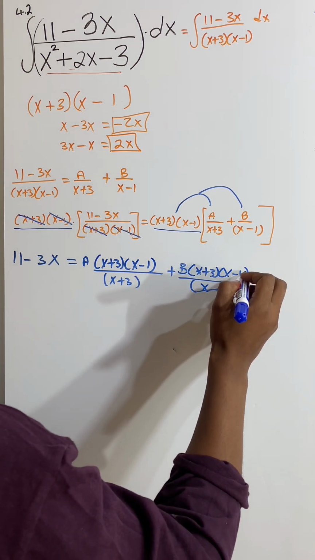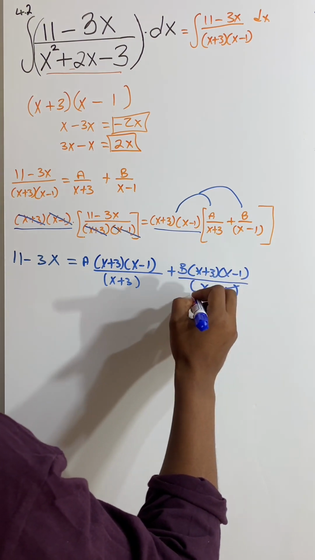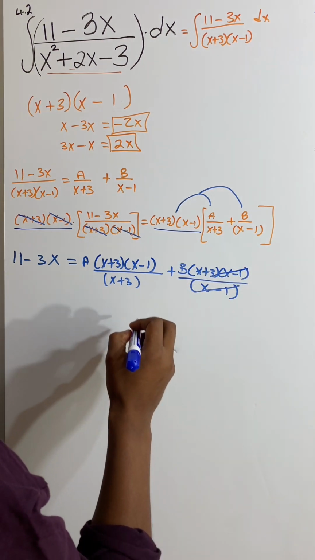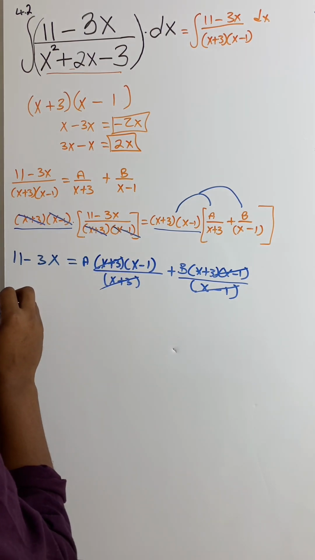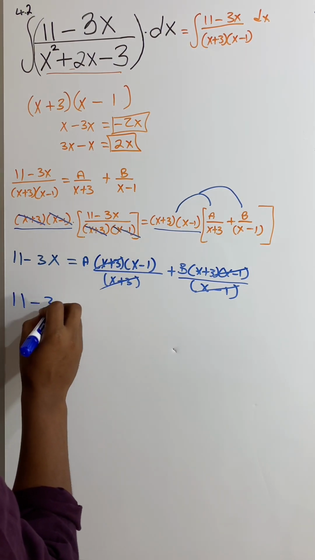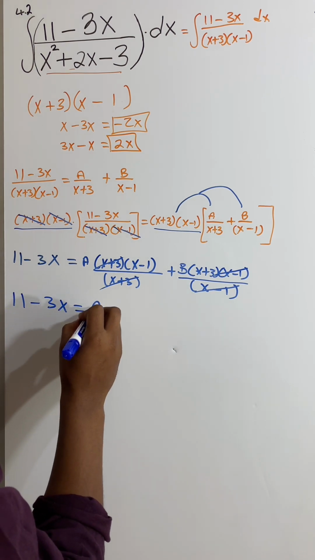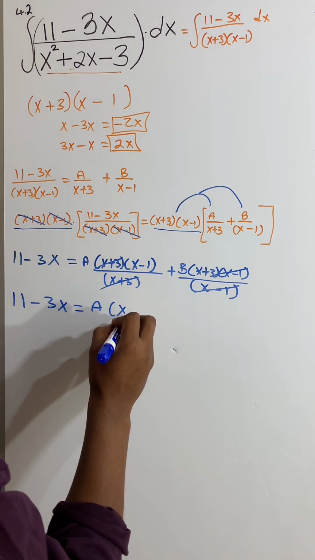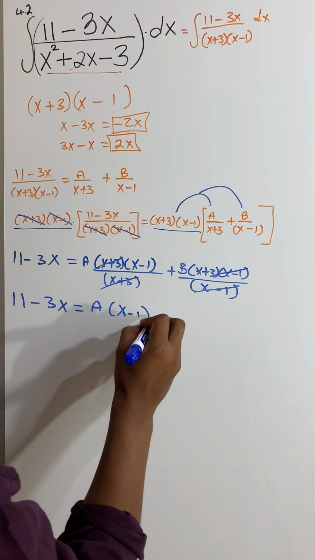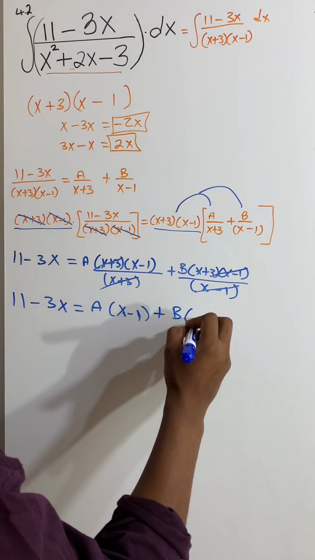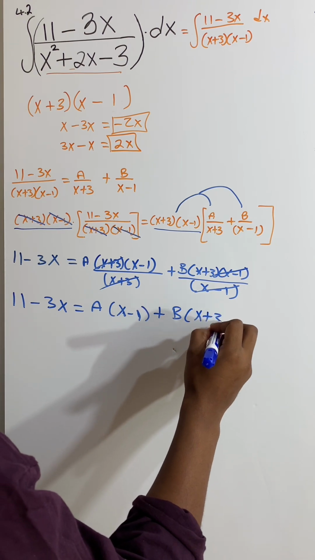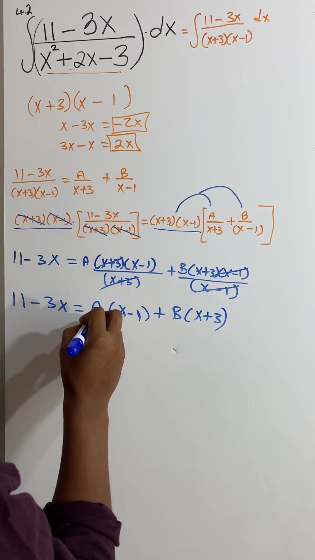We divide by x minus 1 this side because this x minus 1 cancels that x minus 1. This x plus 3 cancels that x plus 3. So we have 11 minus 3x is equals to a multiplied by x minus 1. And we are left with b multiplied by x plus 3. So we have two unknowns, a and b.